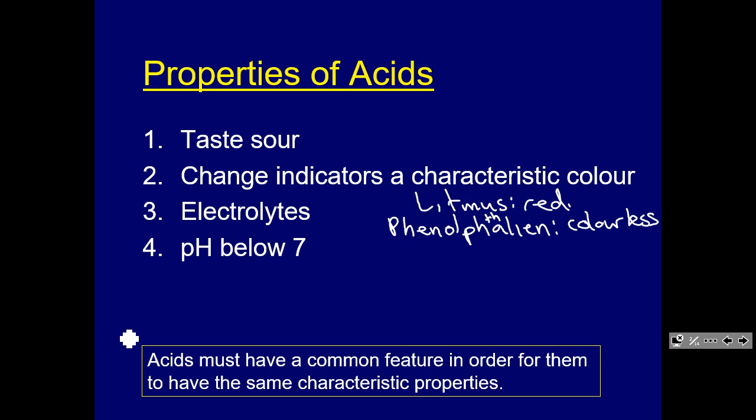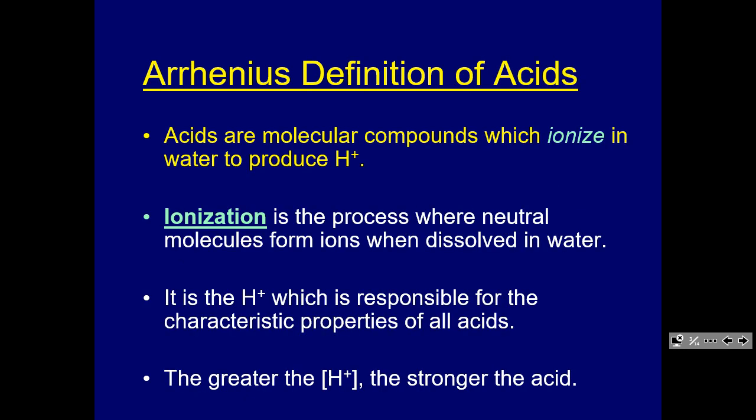They're electrolytes, which means they conduct electricity because they have mobile ions, and they have a pH below 7. Therefore, acids must have something in common. And so what do they have in common? Well, they can ionize and produce H+. So you can write that down.